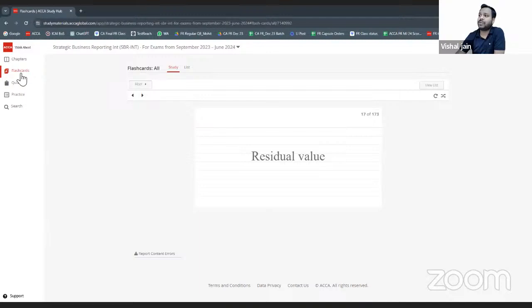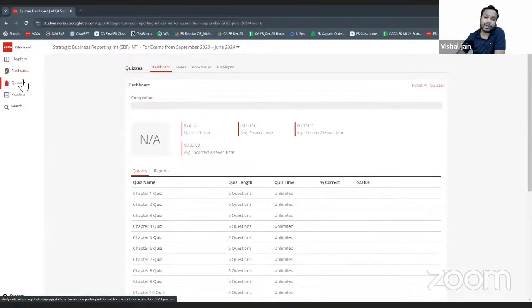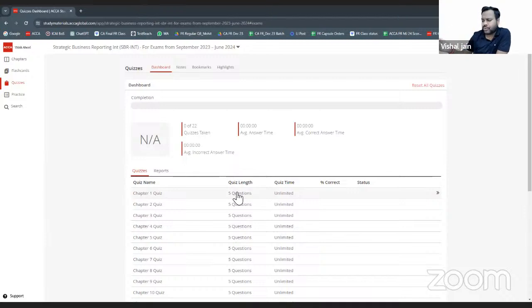Now quizzes. Let's suppose you have studied one particular chapter. The quiz is chapter by chapter. So suppose you have completed one chapter, open the chapter. There are 5 questions that appear in this quiz. Now, will this type of quiz question come in the exam? No, it will not. But at least you will have the confidence that you have conceptual understanding of the topic.